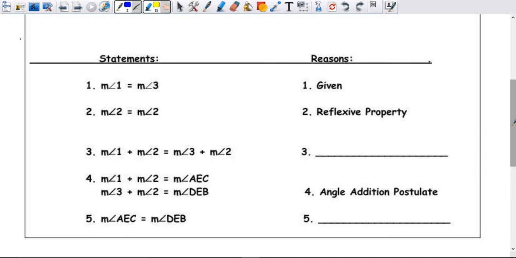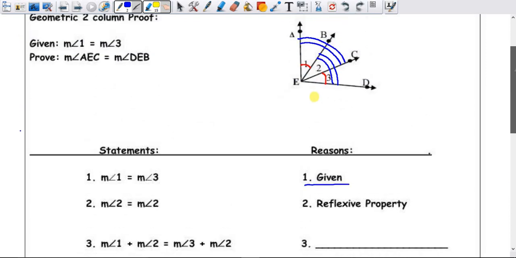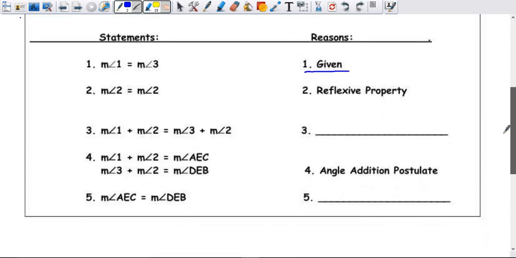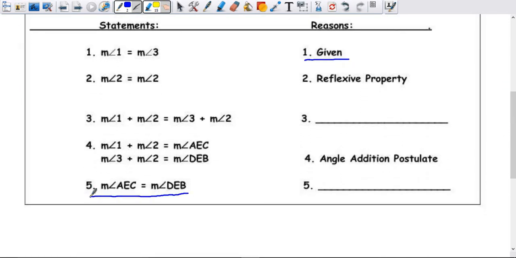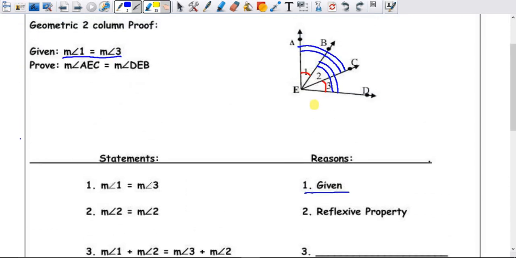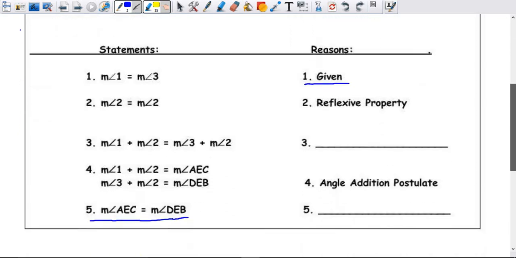So measure of angle 1 equals measure of angle 3 is given because that is always our first step. In this case, it just gave us given. It didn't put it in an if-then statement, and that is okay. Notice what we have to prove is our last statement of this proof. Now, we have the measure of angle 2 equals the measure of angle 2 by the reflexive property, because same thing equals same thing. All right, and because we're talking about this angle right here, and we need to include that in what we're working towards, so we need to involve it in the problem.